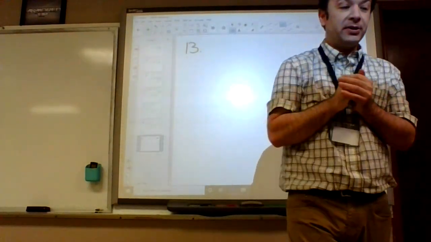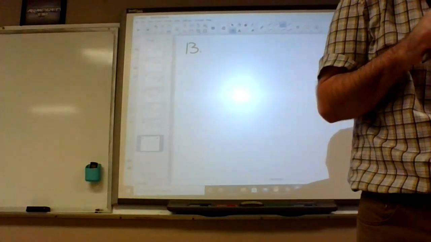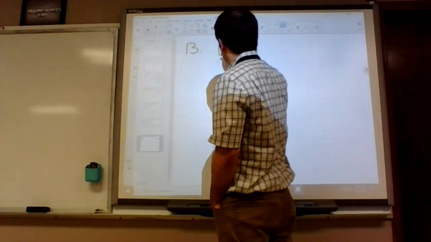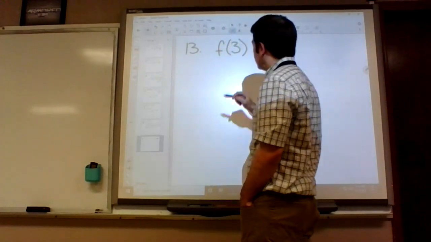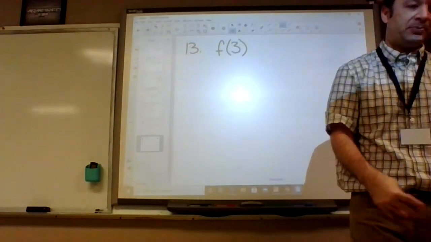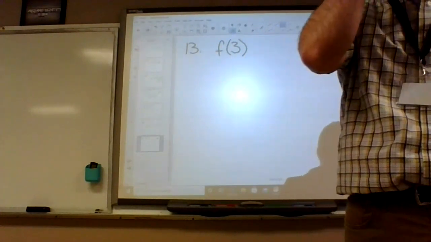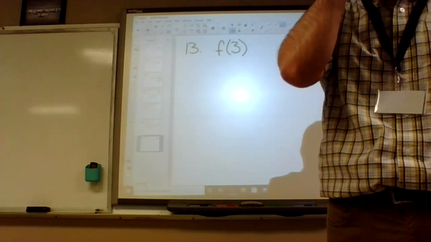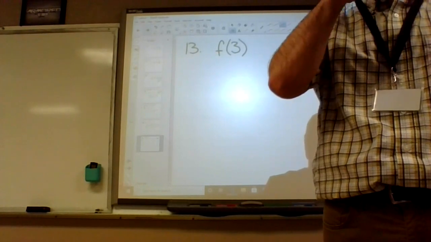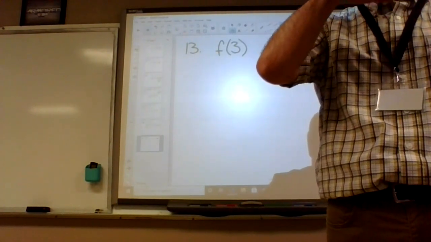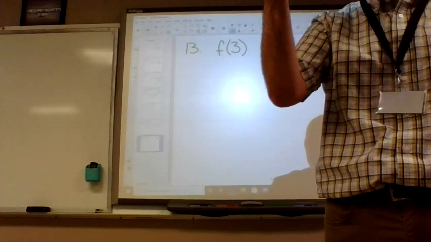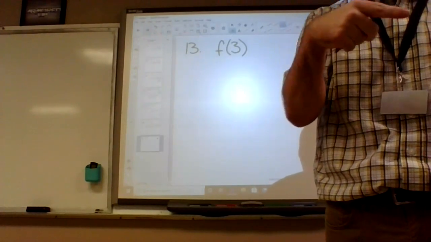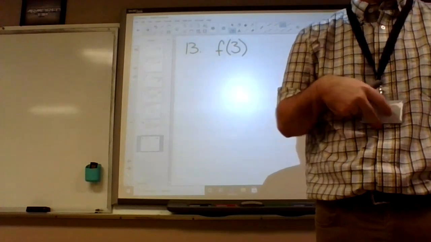So here's the thing on 13. F of 3 means what? How do you find F of 3? You plug 3 in for X. Right, you just plug 3 in and you see what you get. What we're using on 13 though is instead of doing it normally, we're going to use synthetic division, now it's called synthetic substitution. Although they still call it synthetically dividing.